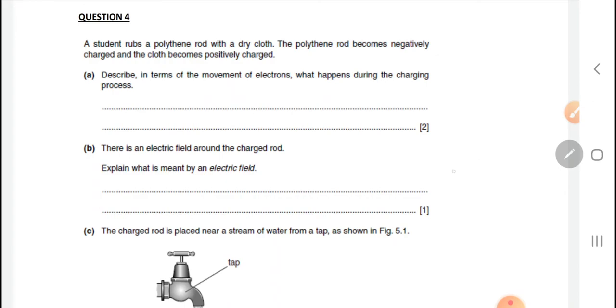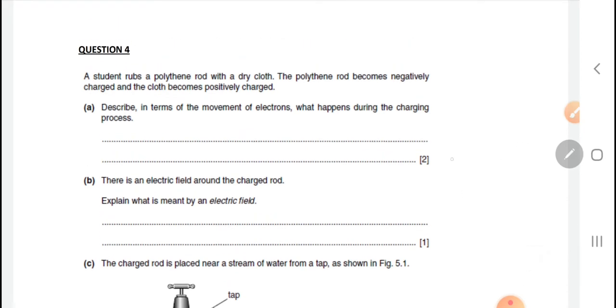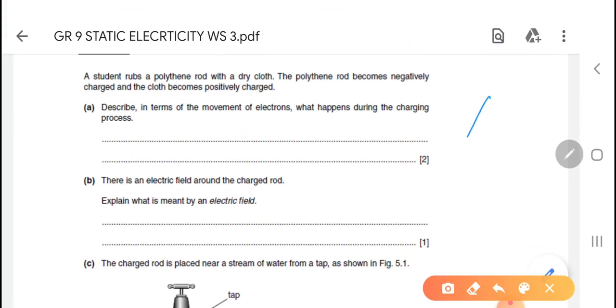So we are using a polythene rod and a dry cloth. The question says very clearly that the polythene rod is becoming negatively charged. So here the rod is negative and the cloth is positive. We have to describe the movement of electrons. Electrons move from the positive object to the negative object. So electrons have transferred from the cloth to the polythene rod, because the polythene rod is negative and the cloth is positive.